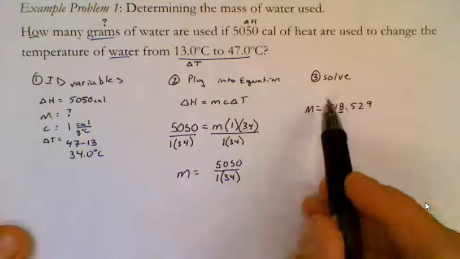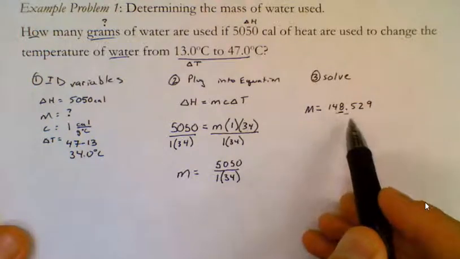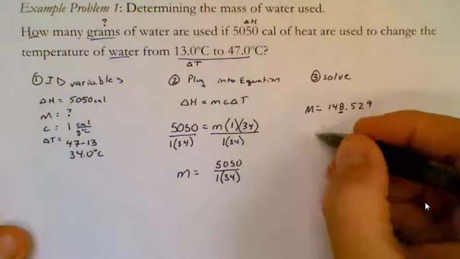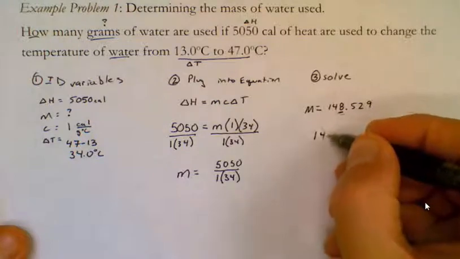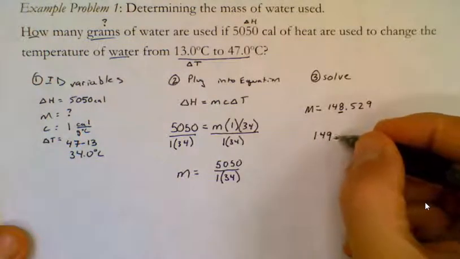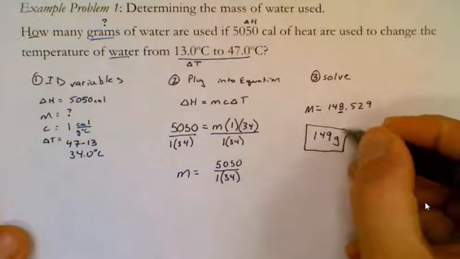The third digit, third place value, is an 8, which is followed by a 5-2. That turns the 8 into a 9. So 149 grams is the final answer to that problem.